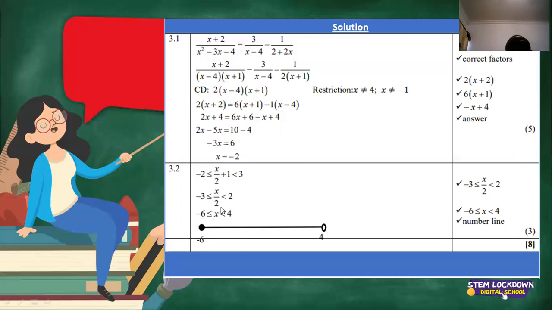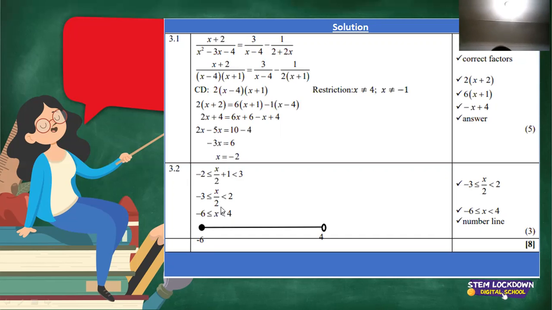Now to present this on the number line, you should draw your 2 circles. After drawing your 2 circles, join the 2 points together with a line. Then we're going to shade this point.